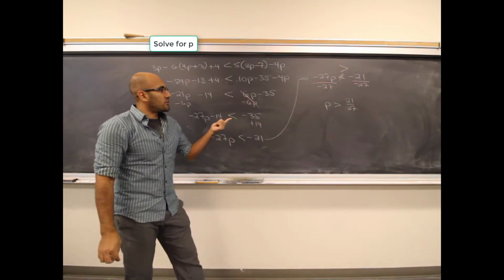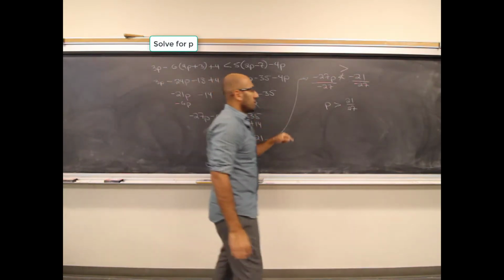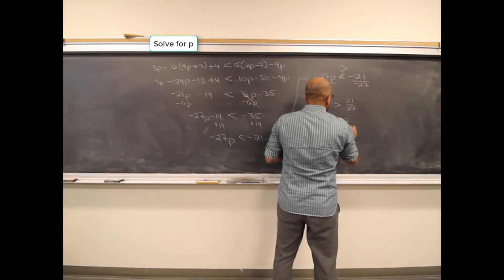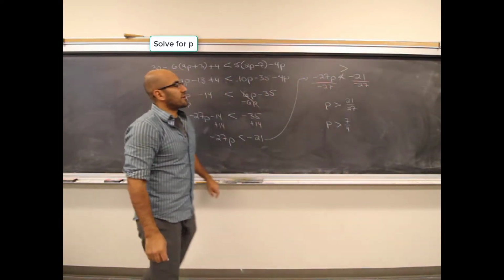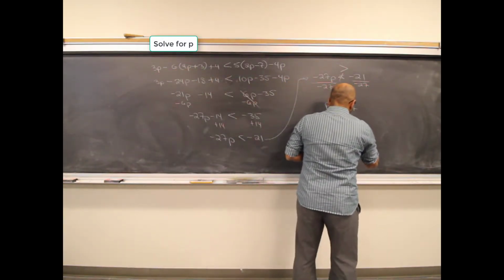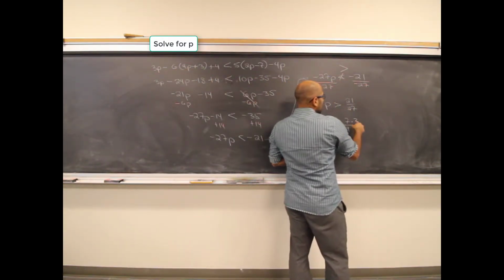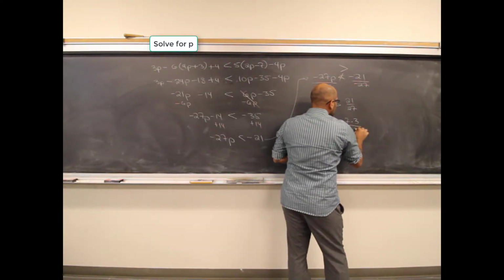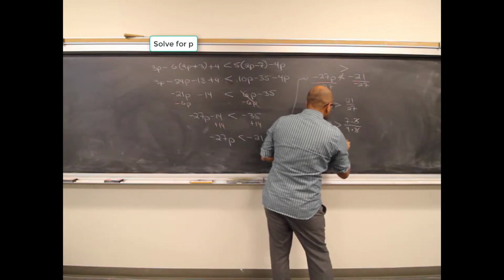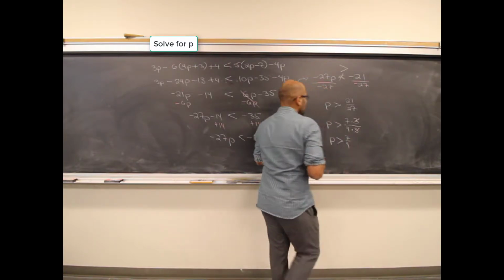So we could reduce that a little bit, right? 7 over 9. And they're both divisible by 3. I'm saying 7 times 3 is 21, 9 times 3 is 27, the 3's can cancel, and so p is greater than 7/9. That's our answer.